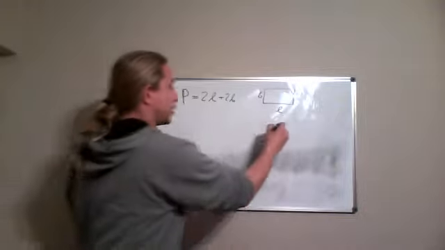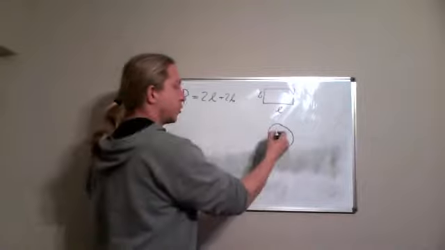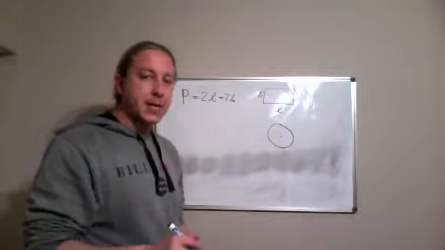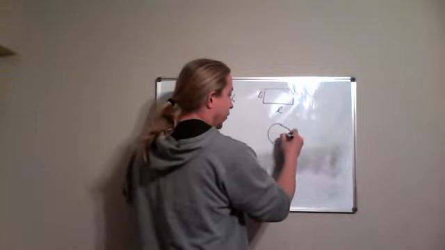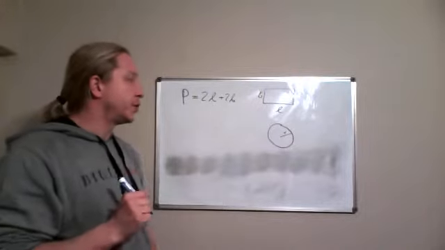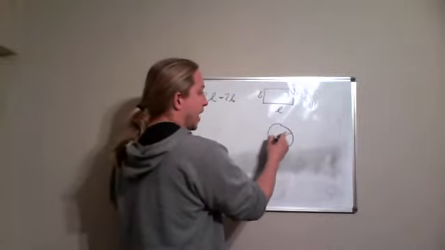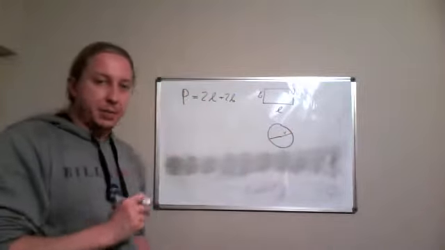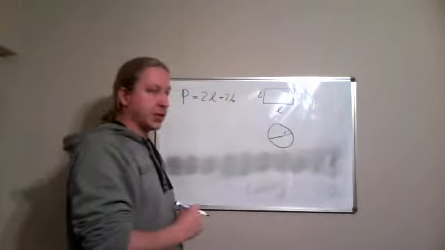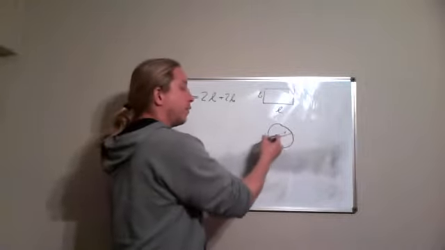If we have a circle, the perimeter of a circle is known as the circumference. Remember the only measurement of a circle that's really important is the radius. The radius is the distance from the center of the circle to anywhere on the circumference, or the edge of the circle. The diameter is double the radius, because the diameter goes from one side of the circle through the center to the other side. So the radius is half of the diameter.